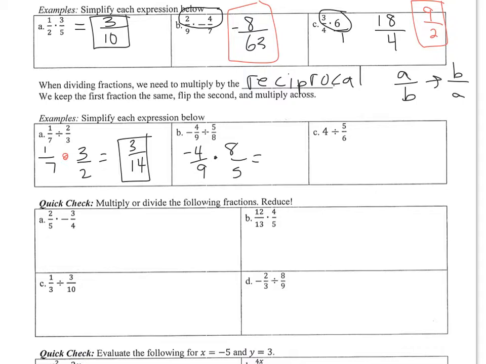So you're going to multiply straight across and get negative 32 over 45, and it doesn't reduce.